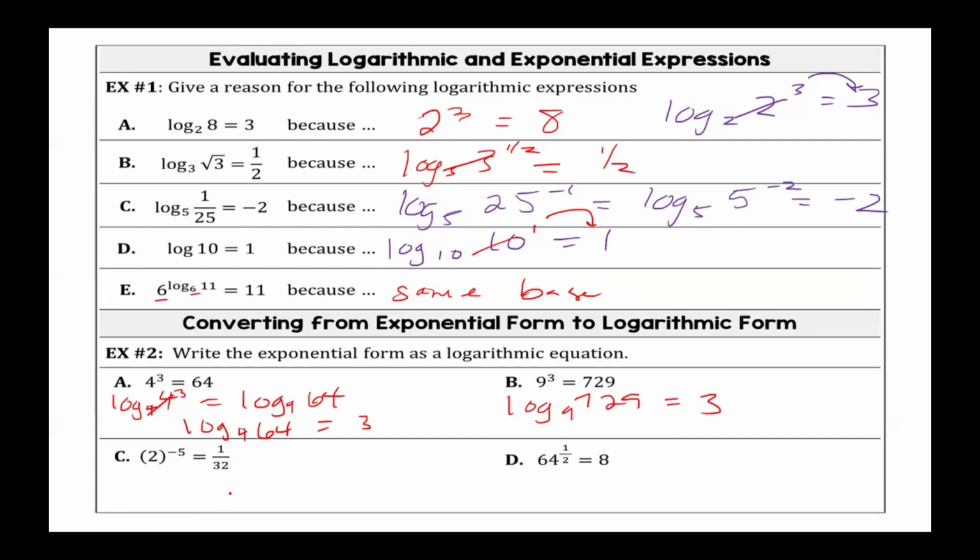Is it going to change anything? No, it's going to still all be the same process. So what is going to be the base of my log? So we have log base 2. What's going to be my argument? 1 over 32. And what's going to be my solution? Negative 5.